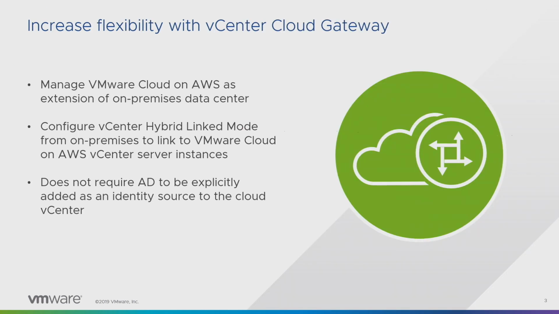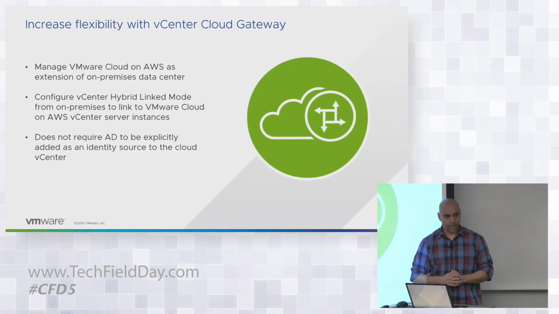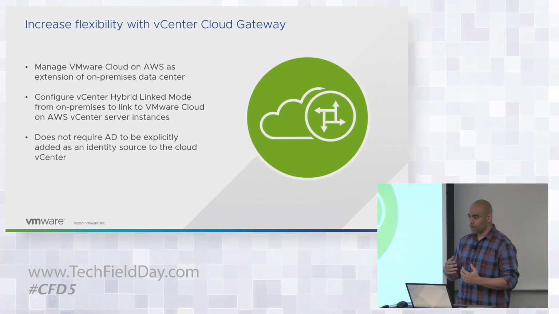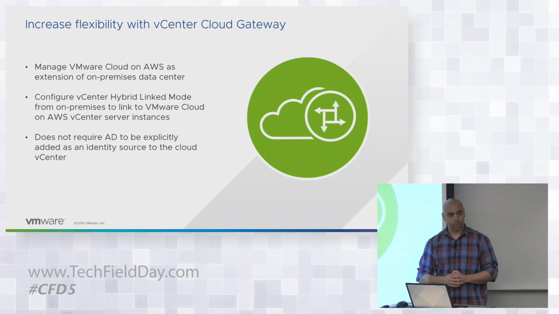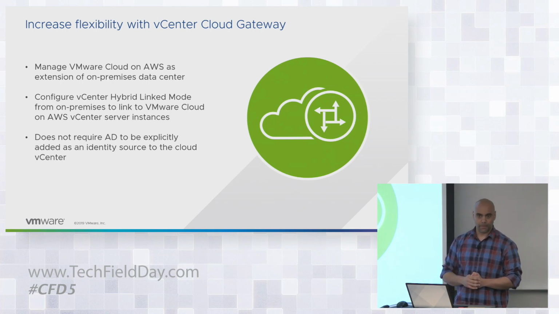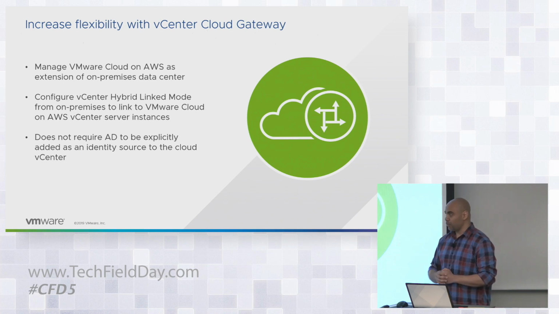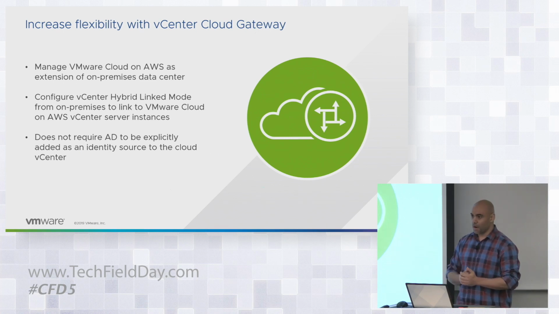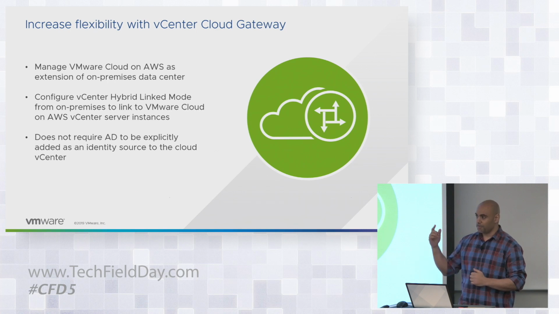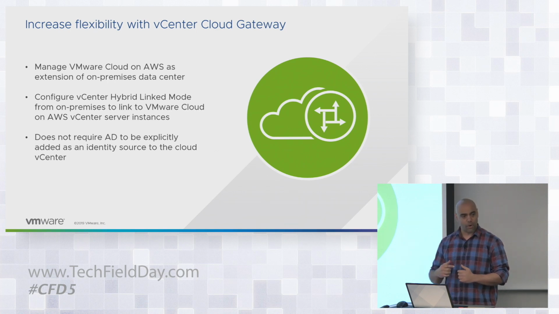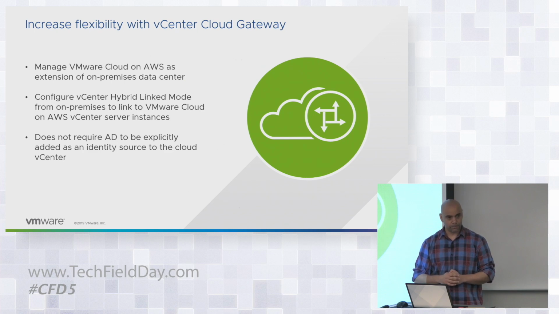The other thing is that typically when HLM was first introduced, we were doing it from the cloud down to on-prem. That was the only way to configure it. Recently, we have what's called the Cloud Gateway. The Cloud Gateway gives us a little more flexibility because we deploy it in our on-premises data center. Based off that, we can now manage from the on-prem data center up to VMware Cloud on AWS, whereas before, it was the opposite direction.